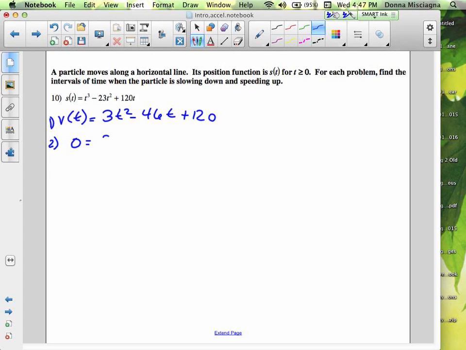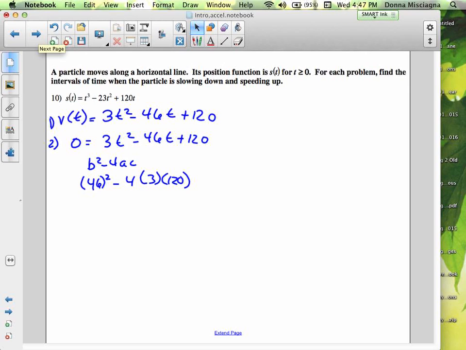So we have 0 equals 3t squared minus 46t plus 120. I don't know if this is factorable. We could do b squared minus 4ac to figure that out. That would tell us whether it was factorable or not. B is 46, and I quite honestly can't do 46 squared in my head. Well, I guess I could if I wanted to, but I don't know if I want to. Minus 4 times 3 times 120. So I'm just going to grab a calculator real quick. Oh, here's one on my podium. I'll just grab that instead of turning on the one on the computer.